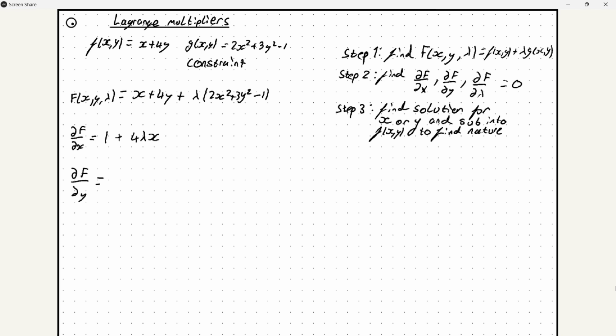Now we'll differentiate with respect to y. So we have 4, bring down the 2, so that's 6 lambda y. And now we'll differentiate with respect to lambda. And that just leaves us with 2x squared plus 3y squared minus 1. So remember that all equal to 0.